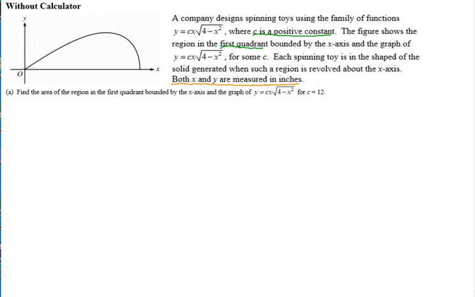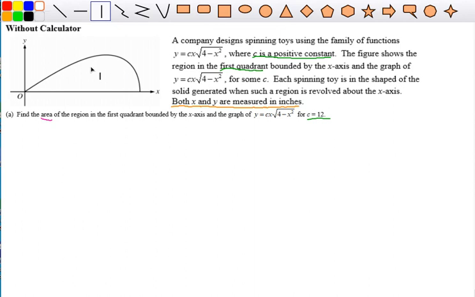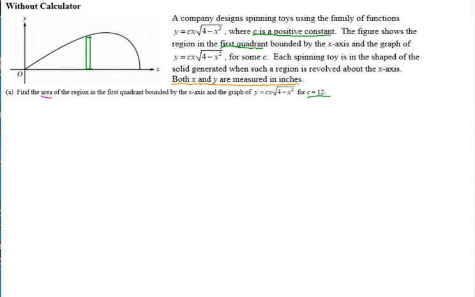So part A just asks for the area of the region in the first quadrant right here, bounded by the x-axis and the graph here for c equals 12. So it gives you a specific c value here, 12. So for area, well, it'd be easiest here. We can't really use a horizontal rectangle because then you'd have to take this function minus itself. So really only a vertical one makes sense in this case. So just draw it somewhere in here. And this is the x-axis, so this would be dx. And the area is just the top minus the bottom.